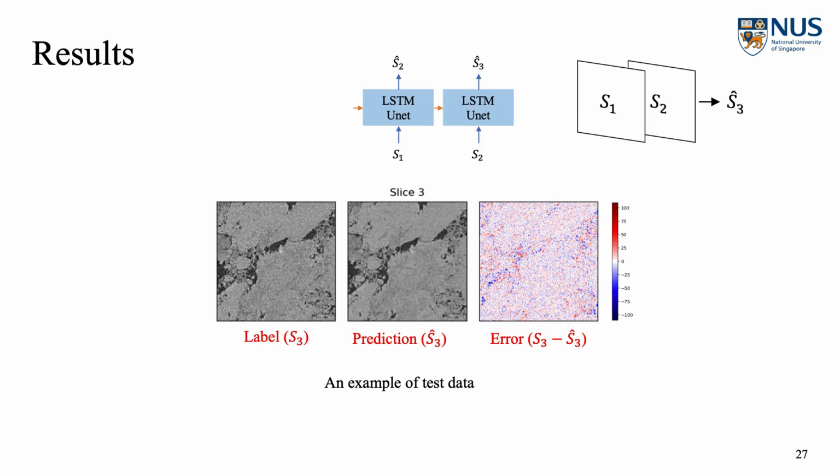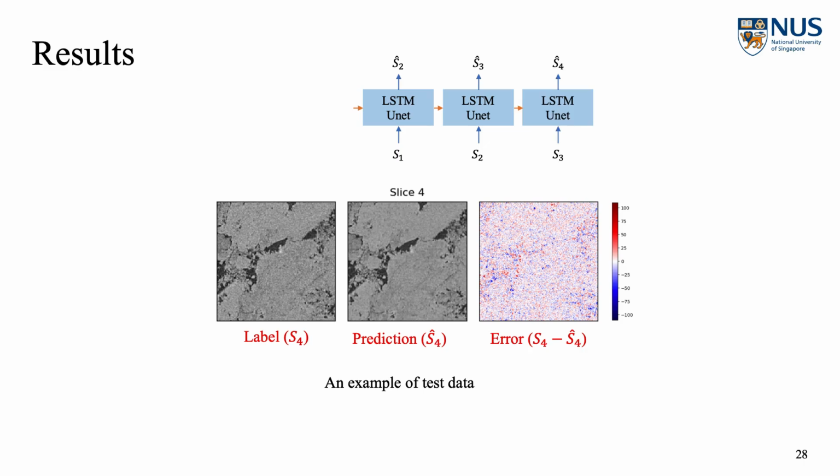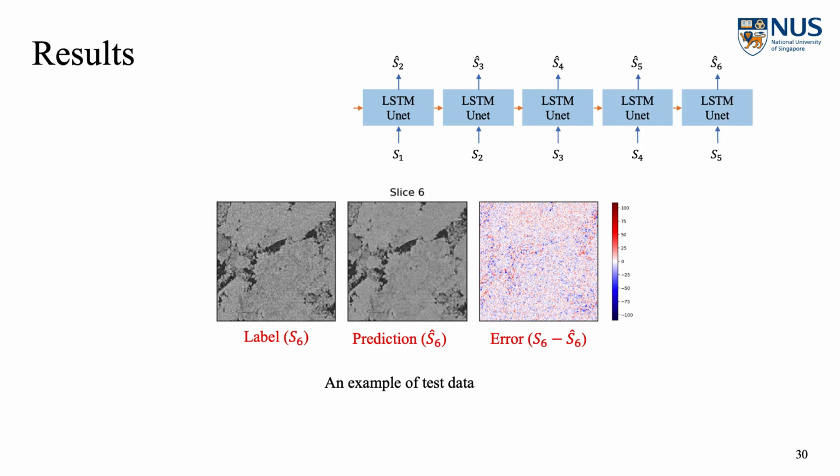Now with one more input slice S2, the neural network infers the direction of the slice sequence. Therefore, the prediction error on slice 3 decreases significantly. With 3 input images, the prediction error on slice 4 decreases more. Let's keep going and flip back repeatedly.